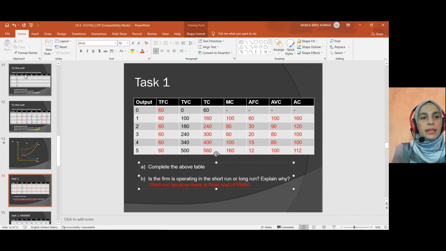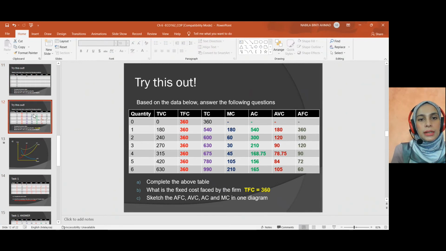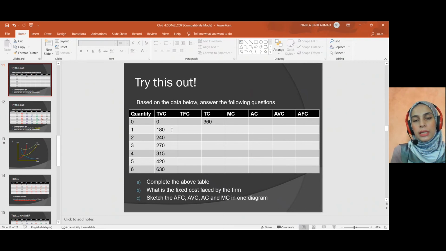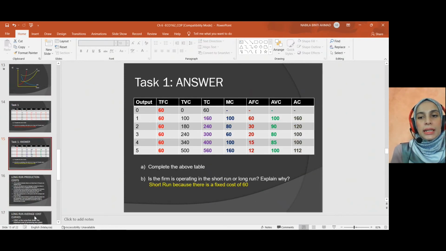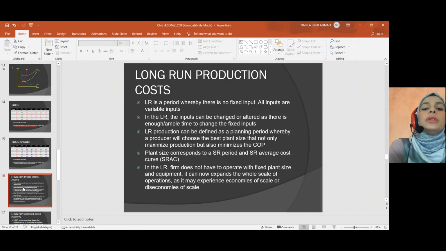Okay, so simple sajalah. So this one pun boleh try, you all boleh try, ya, bagaimana nak cari. So dia basically lebih kurang sama saja, dia simple sahajalah, dia tak susah. Okay, alright. And then we move to the long run production, ya, long run production and cost of production.